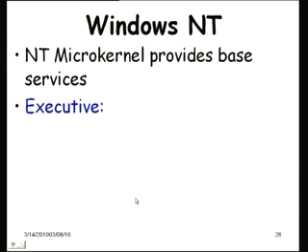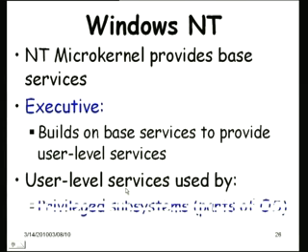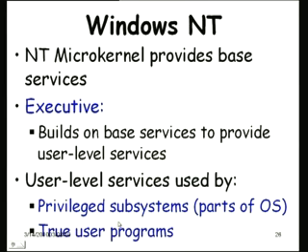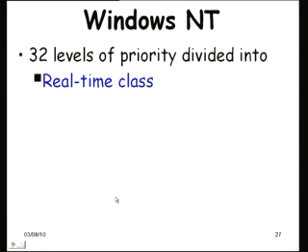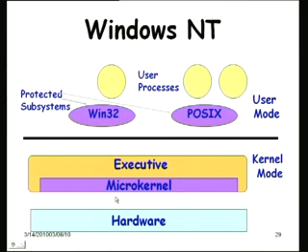As we will see, the NT microkernel provides very basic services just like any microkernel, and then there is an executive, the Windows NT executive, which builds on the base services provided by the microkernel to provide user level services, and these user level services are used both by the operating system, that is the privileged subsystem, and also the user programs. They invoke the user level services provided by the Windows NT. So, I think we will just examine a little bit about the way the NT operates. I think I have a diagram here. Okay, yeah, we will see the executive, microkernel, and the Win32 and the POSIX interface.